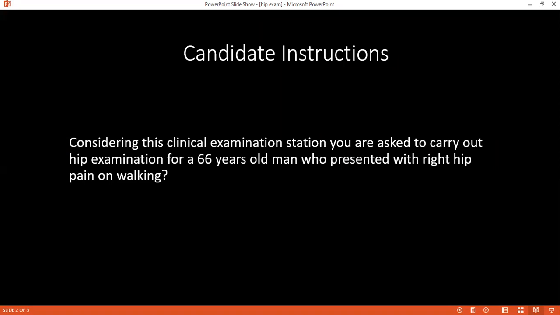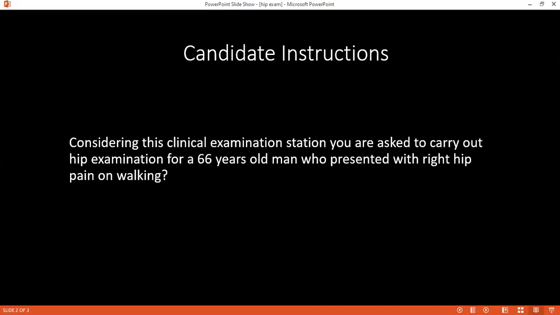Okay. I'll enter the room, then wash my hands. Yes. I'll introduce myself to the patient, and then confirm the patient's name and details.